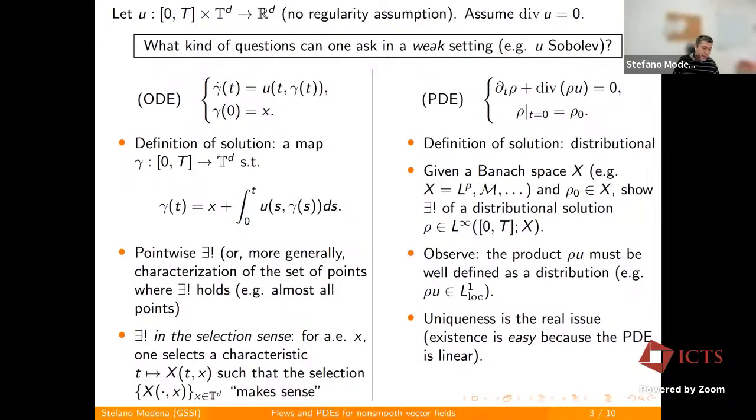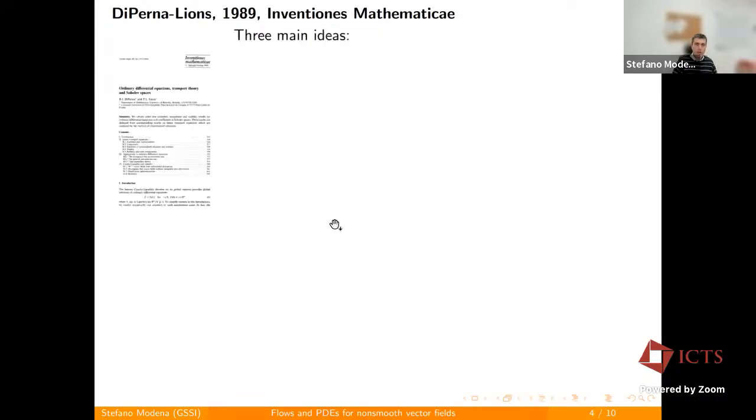Most of the classical theory was developed by Ronald DiPerna and Pierre-Louis Lions in their 1989 paper in Inventiones. So this paper here. And before stating the main theorems that they proved in this paper, let me point out what are, in my opinion, three of the main ideas present in this paper.